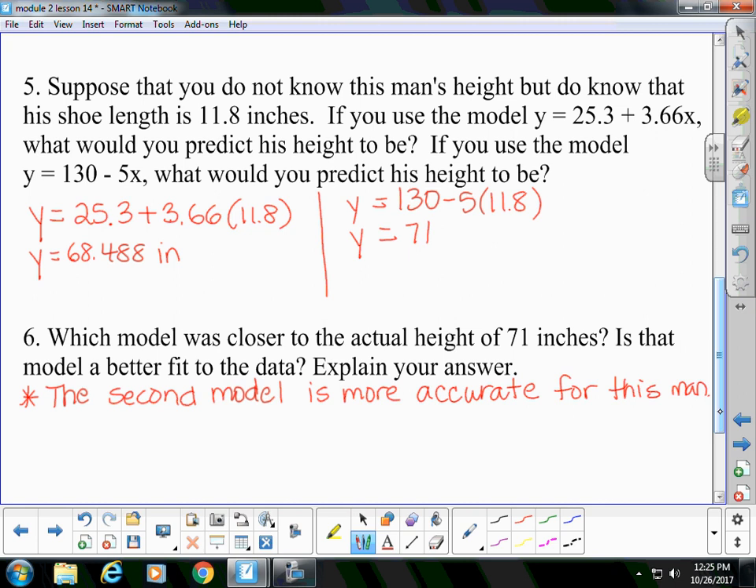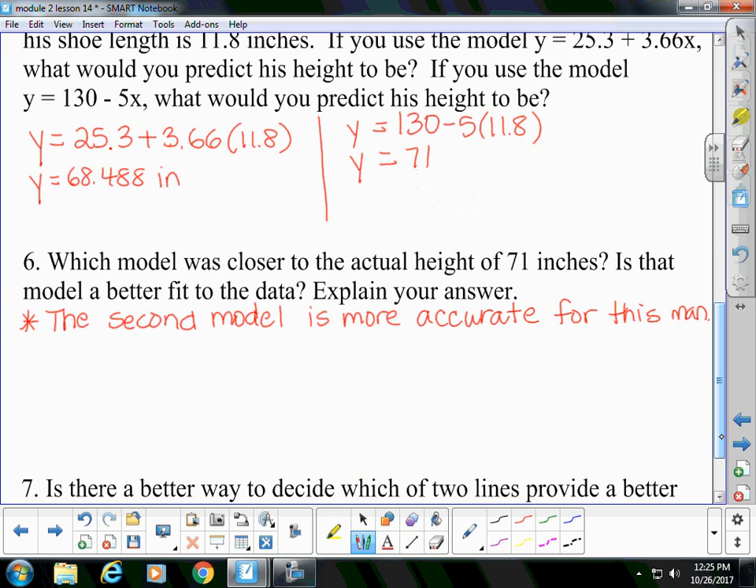Which is the first question. It says, which model is closer to the actual height of 71 inches, which it was the second model. And then it says, is that model a better fit to data? And I'd still say no. That doesn't make it better. It just happens to work for that guy.